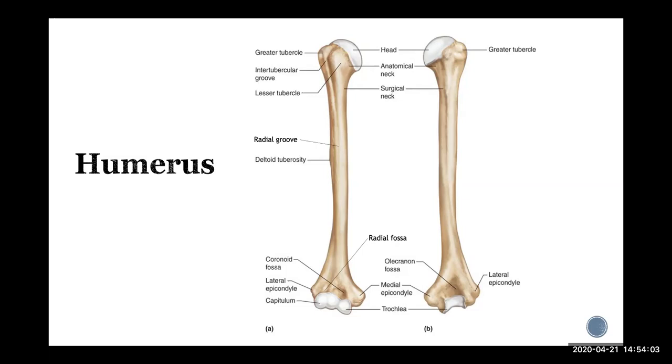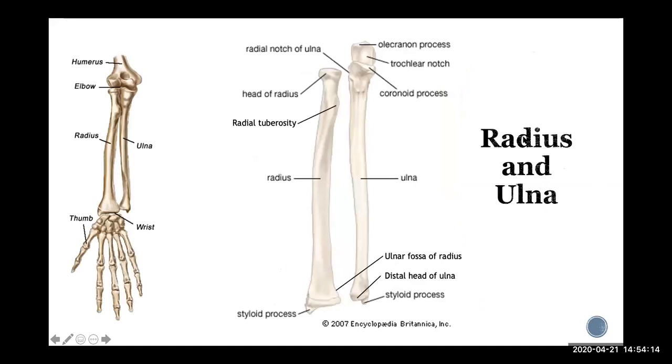I think I got everything. I think we got everything on the humerus. Any questions on the humerus? We'll move down to the lower arm bones and see what those look like. You good? We're good. Cool.